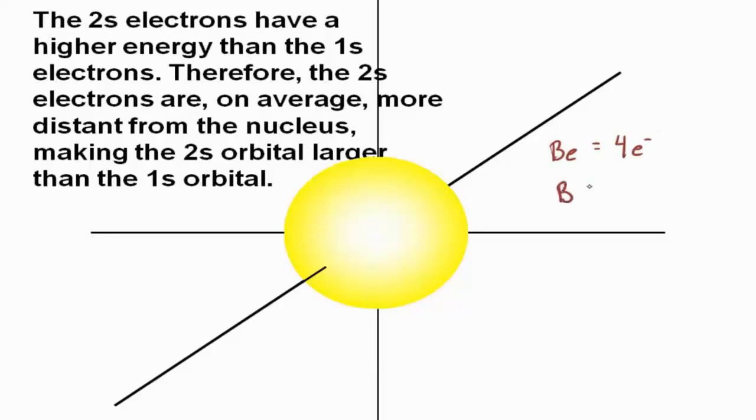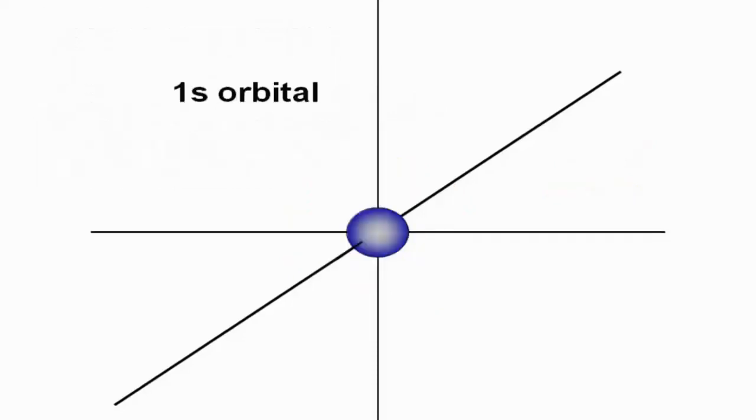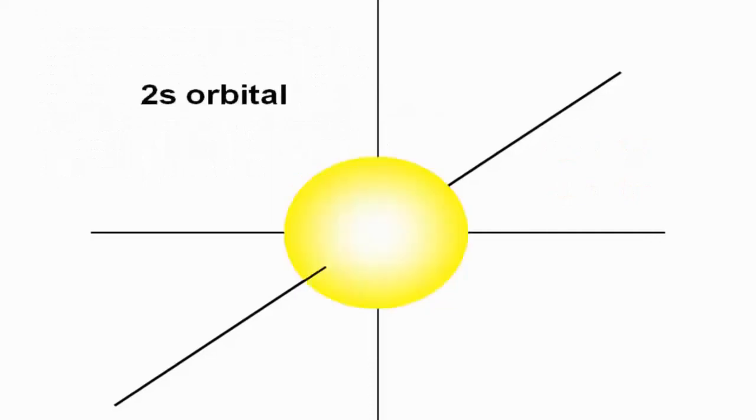But what about boron? Boron has 5 electrons. Where is the 5th electron going to go? So as you may have guessed, we're going to go to another orbital, a higher energy orbital. And here, just to review, we have the 1s orbital that has 2 electrons. We have the 2s orbital that has 2 electrons.